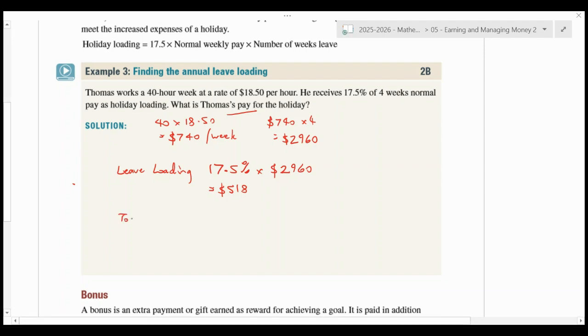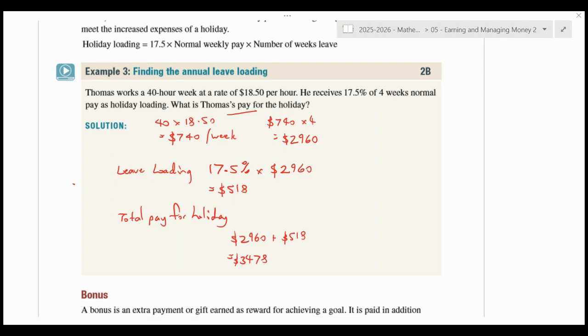So now the total pay for holiday is $2,960 plus that $518, which will give us a grand total of $3,478 for his holiday. So yeah, it's a wonderful thing. You go on holidays and they give you more money.